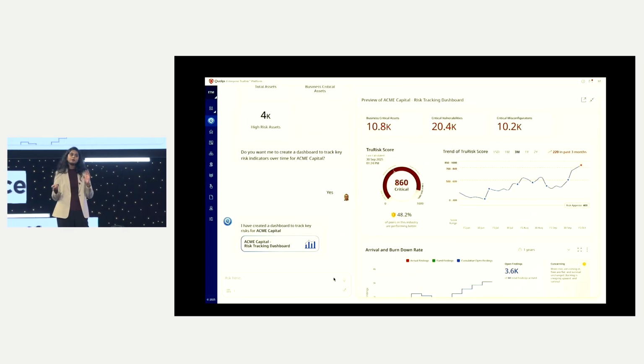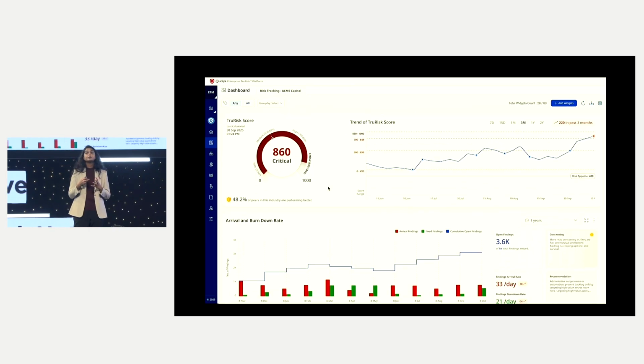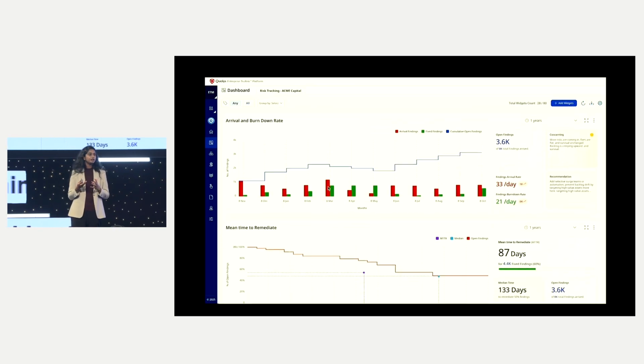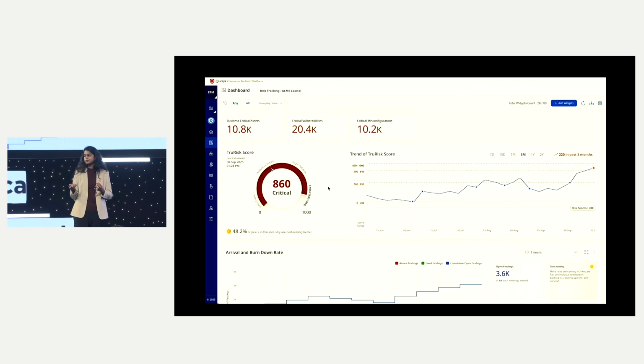It can also help you in creating dashboards. For example, we are creating a dashboard for the Acme entity here. This gives your arrival rate, burn down rate, and mean time taken to remediate, which is a critical SLA for most organizations in today's day.